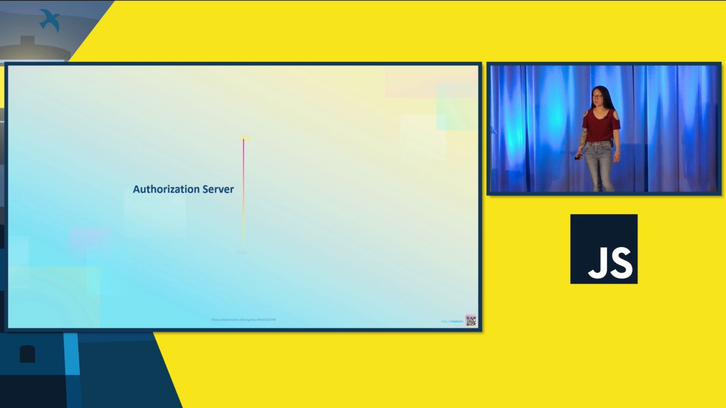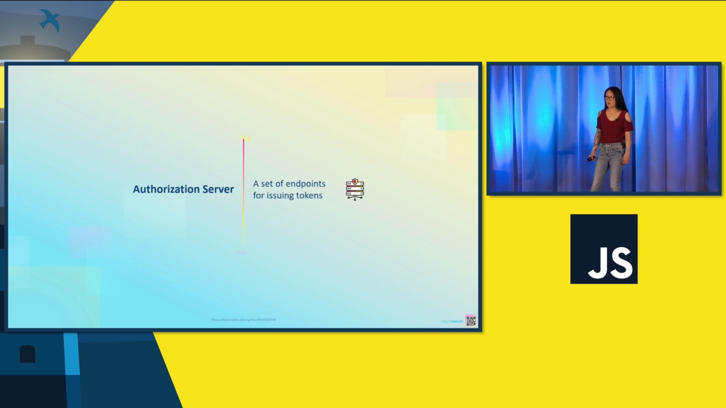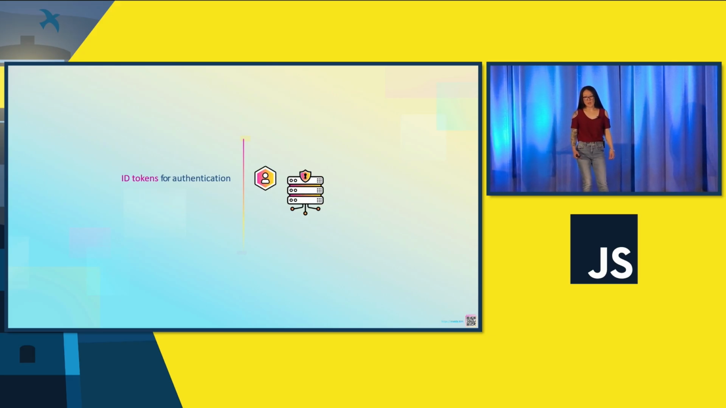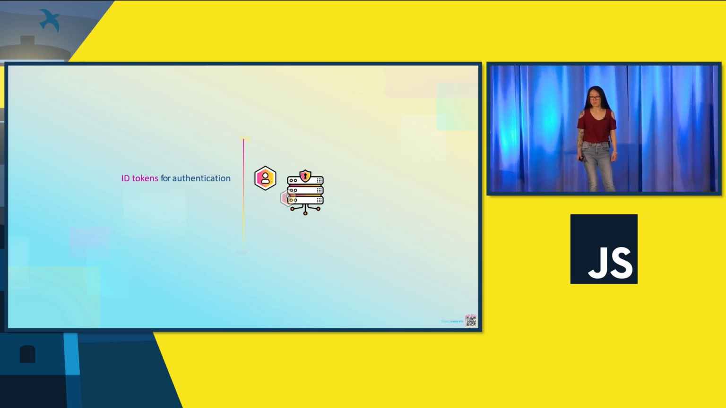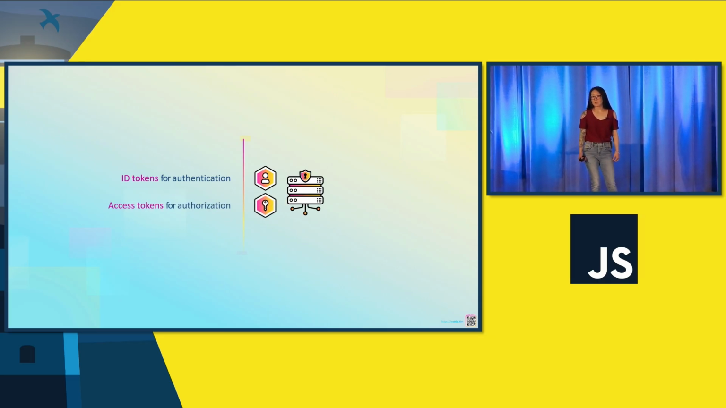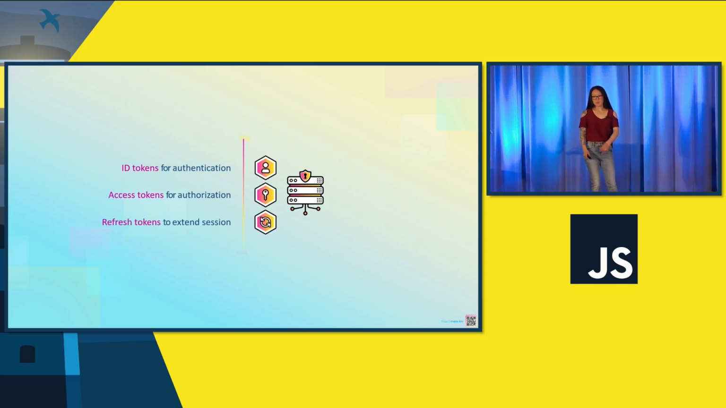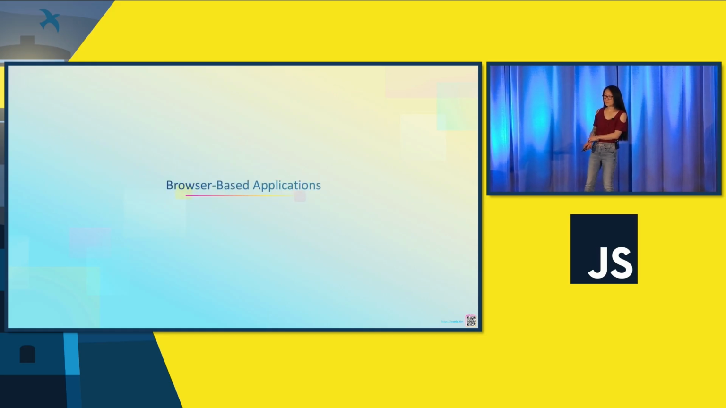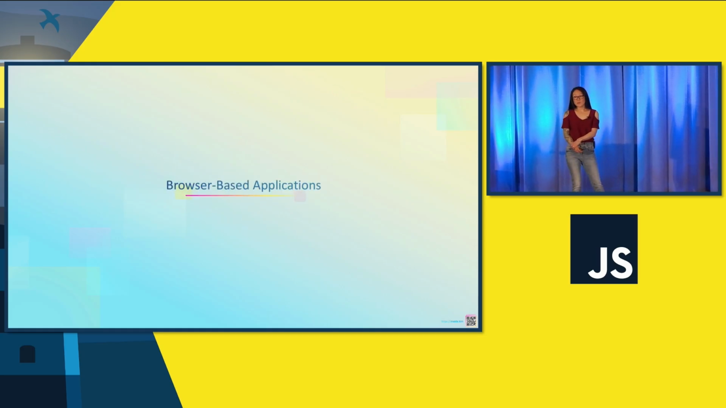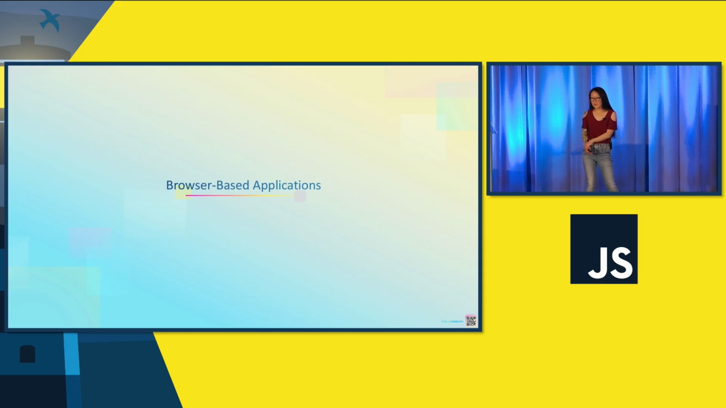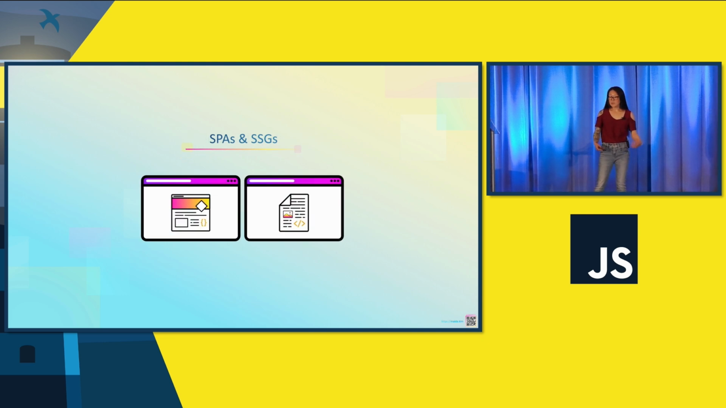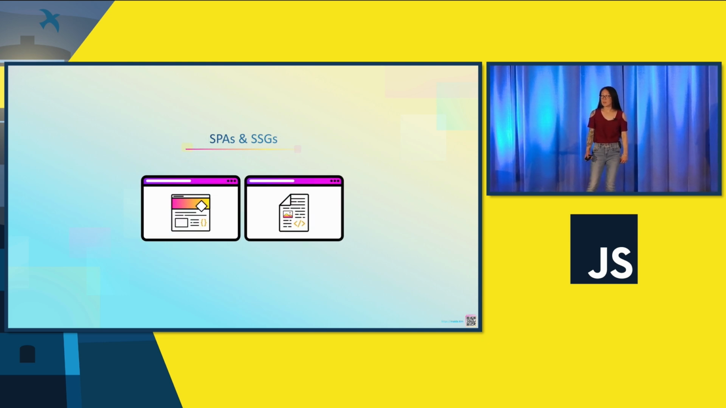An authorization server is a server with endpoints for issuing authentication and authorization credentials in the form of tokens. An authorization server issues ID tokens to identify authenticated users, access tokens to grant access to APIs, and refresh tokens to renew a user's access token before or after it expires. So let's talk about auth architectures for browser-based JavaScript apps that are downloaded to and run in the user's browser. This includes things like single-page applications and statically generated sites.